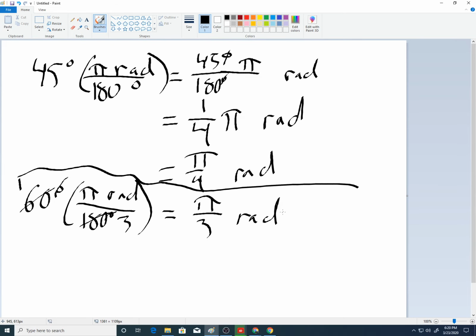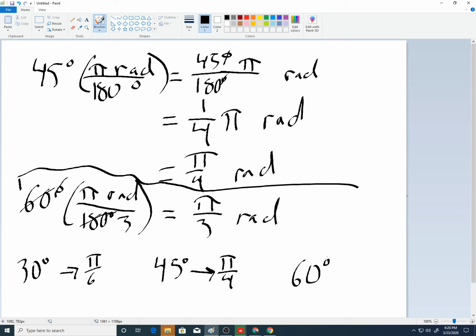And hopefully you recognize the problems that I chose to do for you. I just did for you a 30, which gave us pi over 6 radians, a 45-degree angle, which gave us pi over 4, and a 60-degree, which gave us pi over 3.